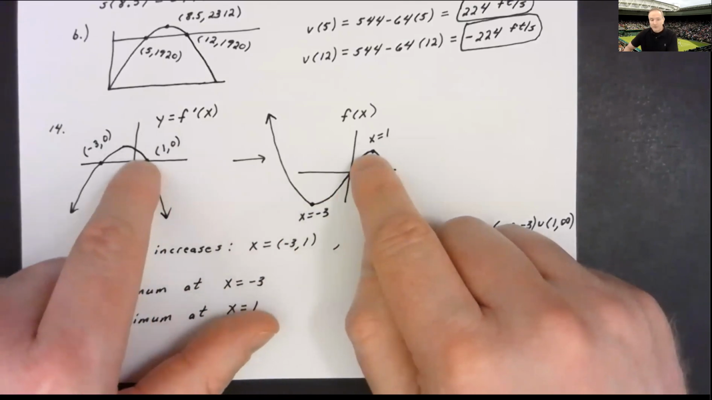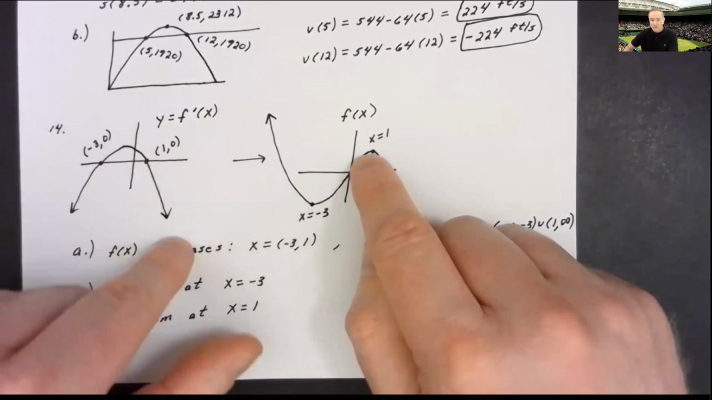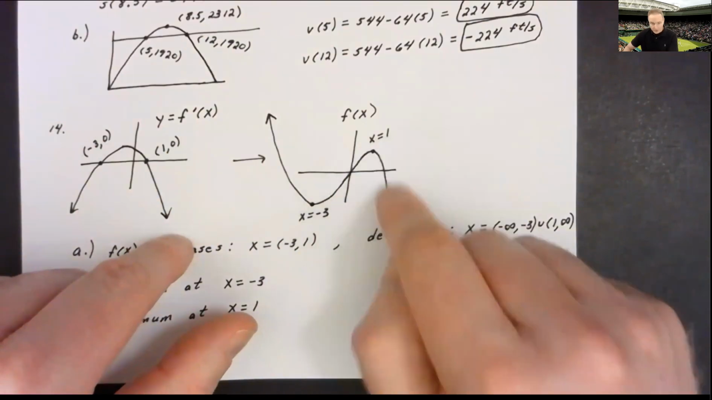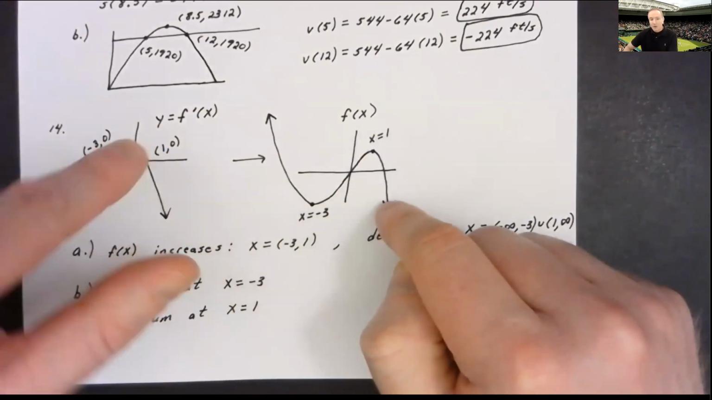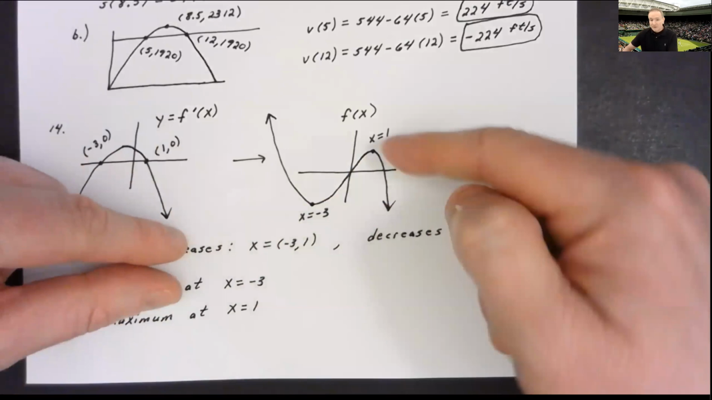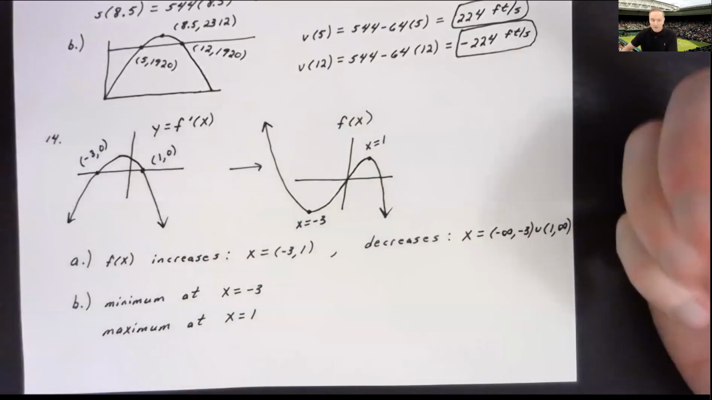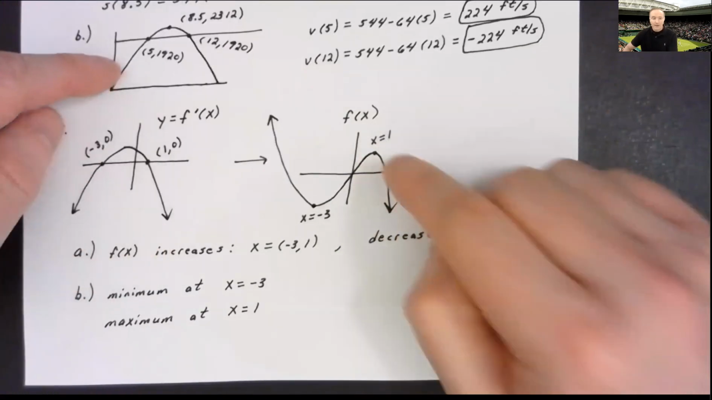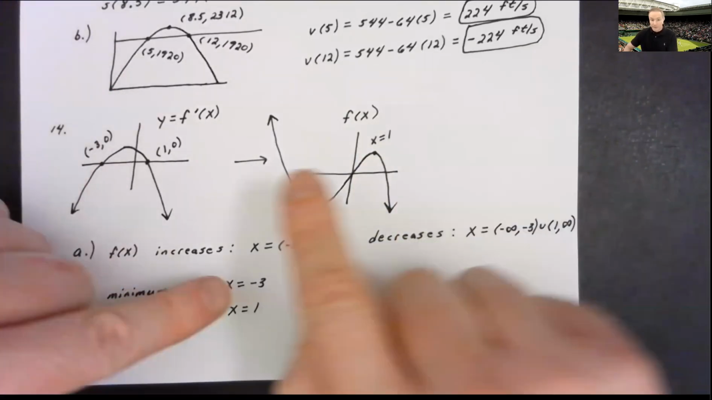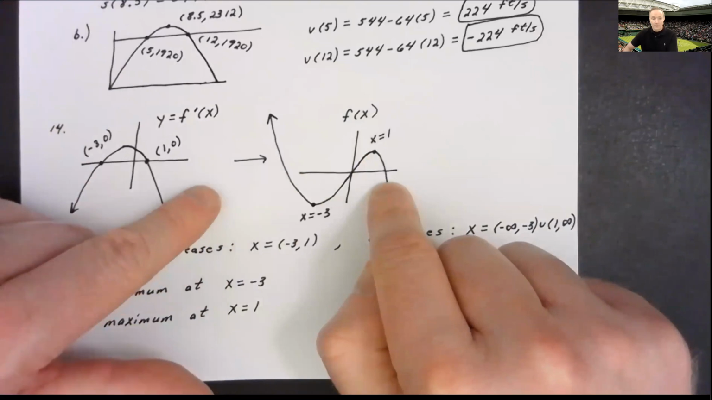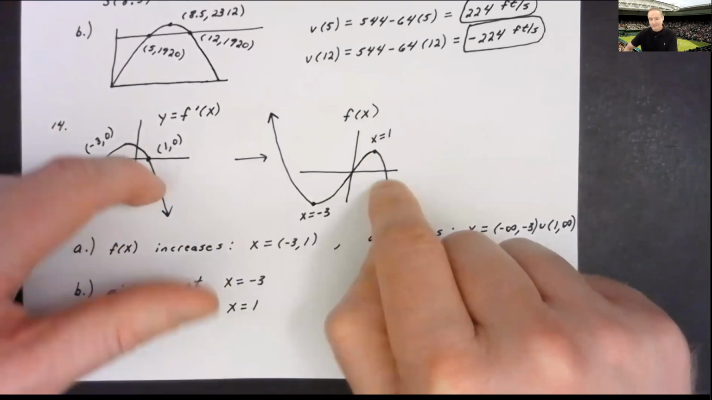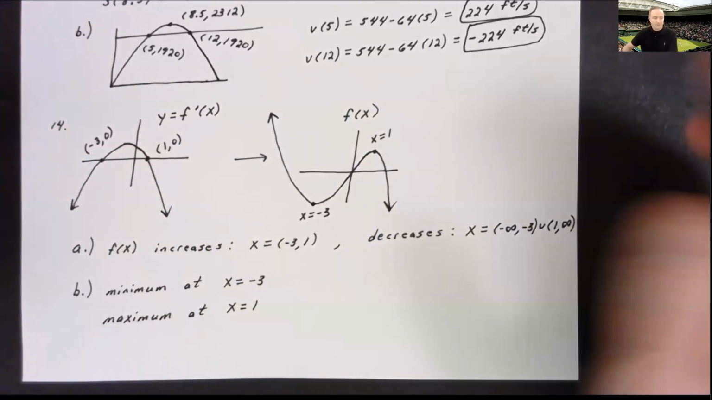Now, what happens to the derivative after x equals 1? It turns negative. Thus, the original function is going to be decreasing. The more negative the derivative is, the steeper the negative slope is going to get. And so you say, okay, that's going to be fine. Now, this is not a perfect graph, but a good graph for the original function given this derivative.